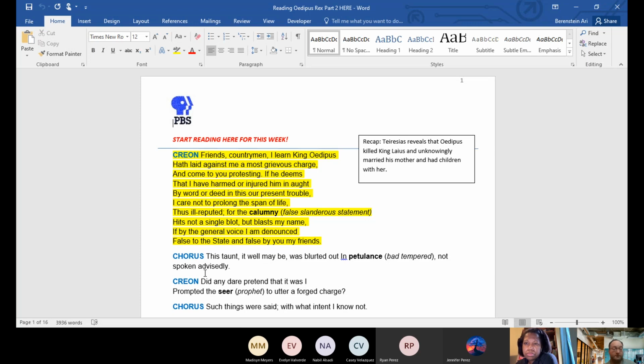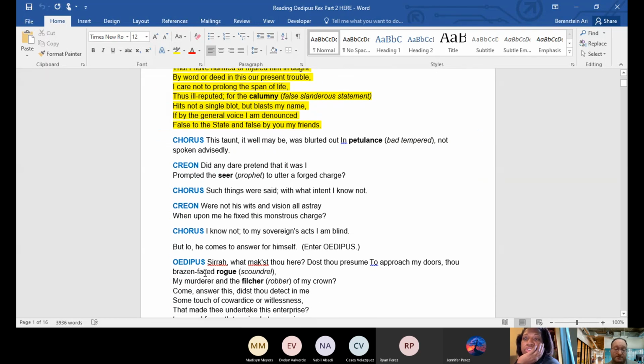To recap, Tiresias said this part reveals that Oedipus killed King Laius and unknowingly married his mother and had children with her. Creon says, "Friends, countrymen, I learn King Oedipus has laid against me a most grievous charge and come to you protesting. If he deems that I have harmed or injured him in aught by word or deed in this our present trouble, I care not to prolong the span of life, thus ill reputed for the calumny," which is a false, slanderous statement. So he believes he's been falsely accused. "It hits not a single blot, but blasts my name, if by the general voice I am denounced false to the state and false by you, my friends."